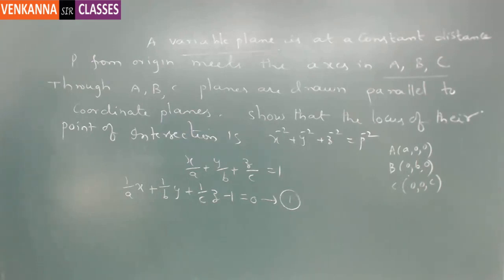Now what happens? The distance from the origin to this plane is nothing but p. It is given here. So if you calculate the distance of (0, 0, 0) from this plane, it is nothing but p. If you apply the distance formula, you have modulus of 0 plus 0 plus 0 minus 1, whole divided by square root of 1 by a square plus 1 by b square plus 1 by c square, is equal to p. Any queries for anybody at this point?